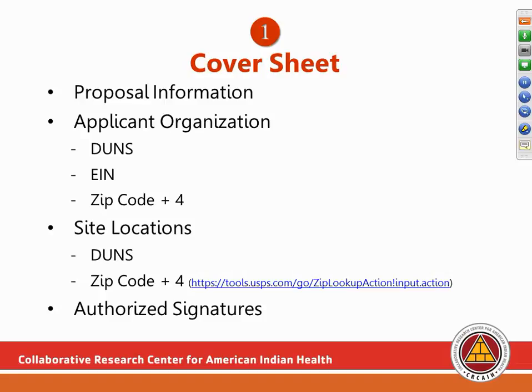Site locations. You need to complete the address, including the zip plus the 4 last zip codes and the DUNS number, and we need it for each and every site that will be participating in the project. There is a link provided for you to look up what your zip plus 4 zip code is. Authorized signatures. The principal investigator and the authorized organizational representative or signing official for your institution must sign and date the appropriate boxes on the cover page.